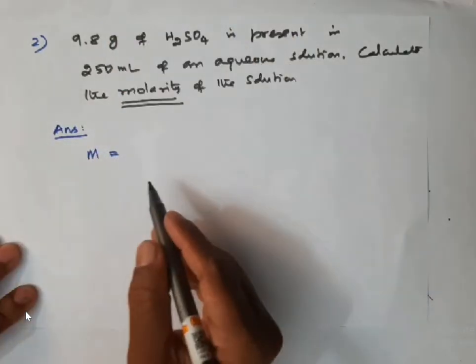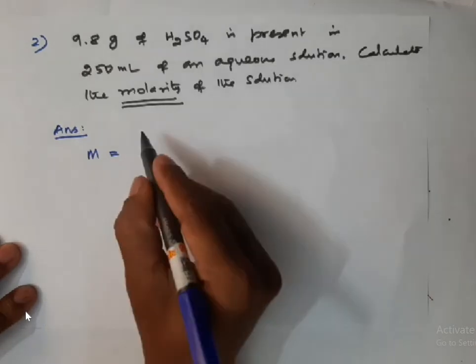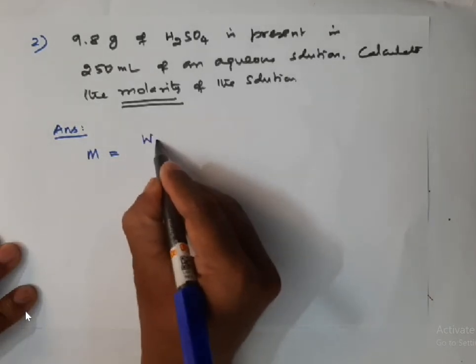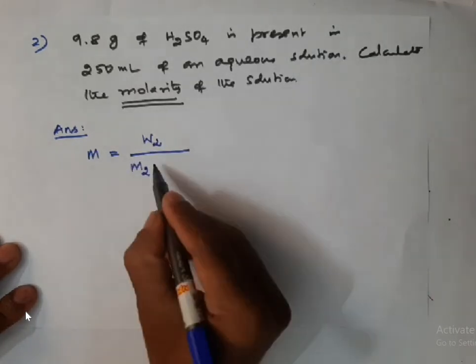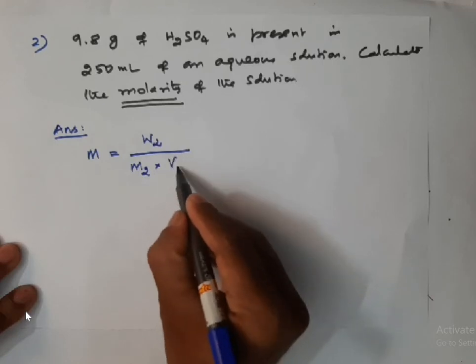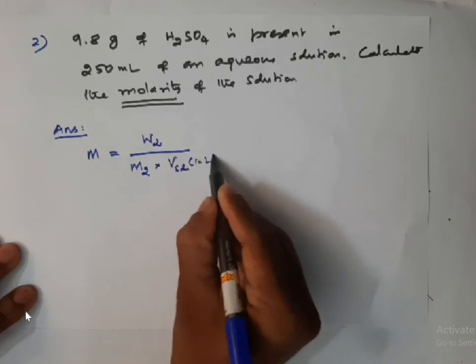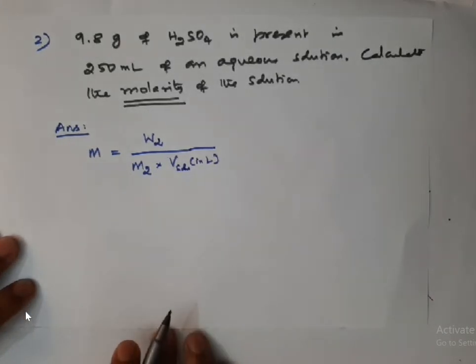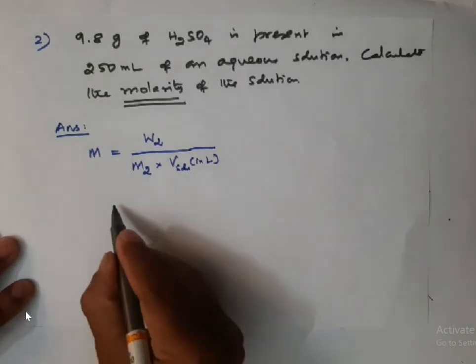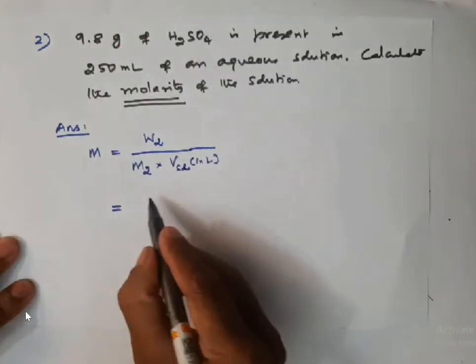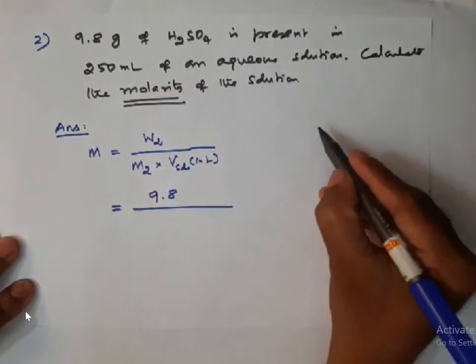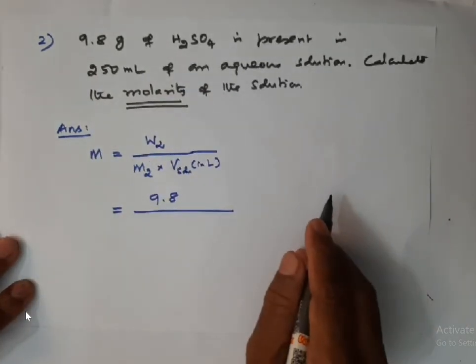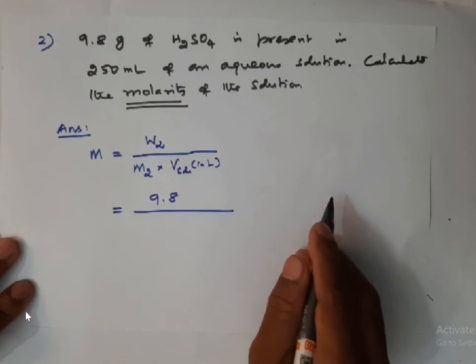We have direct formula I have given already. Molarity is nothing but mass of solute divided by molar mass of solute, into volume of the solution in liters. Okay, so now mass of solute is available, 9.8 gram, divided by molar mass of solute. For sulfuric acid, what is the molar mass of sulfuric acid, students? I told you to remember that.